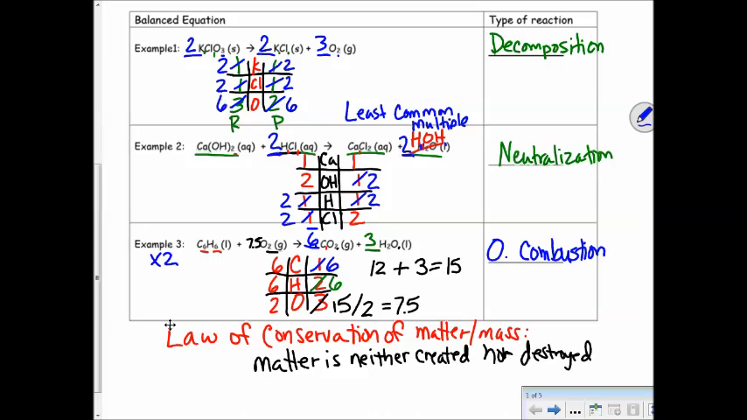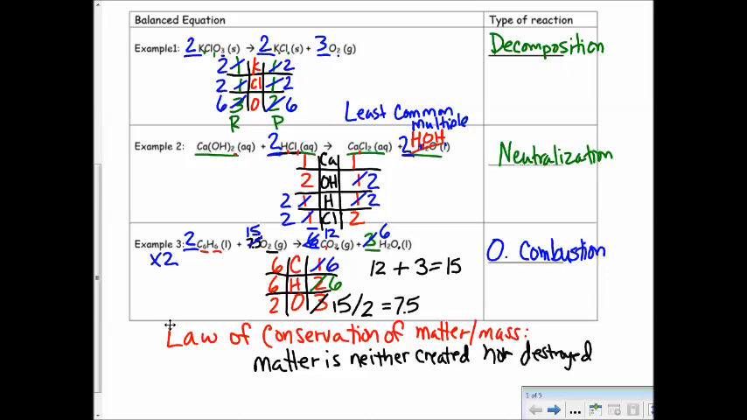Since there's no coefficient in front of the C6H6, the benzene, we're going to multiply the 1 by 2 and make this a 2. We're going to take the 7.5 and multiply it by 2 and get 15. We're going to take our 6 and multiply it by 2 and get 12. And we're going to take that 3 and multiply it by 2 and get 6. So our final coefficients for this combustion reaction: 2 for the benzene, C6H6, 15 for the oxygen, O2, 12 for the carbon dioxide, CO2, and 6 for the water.